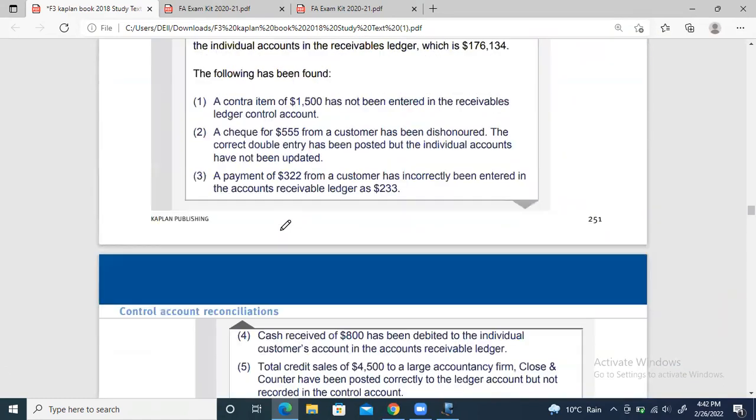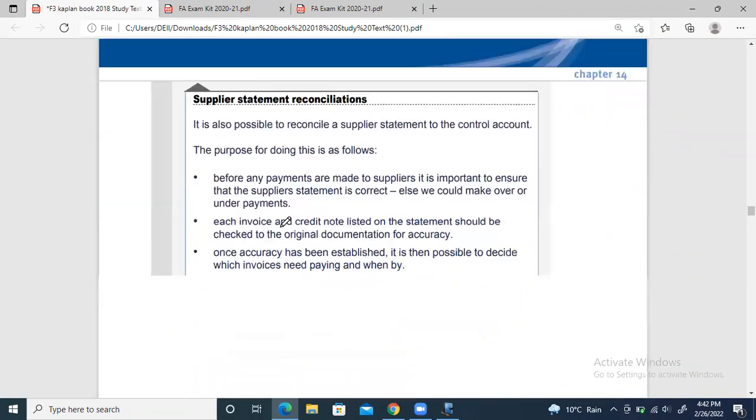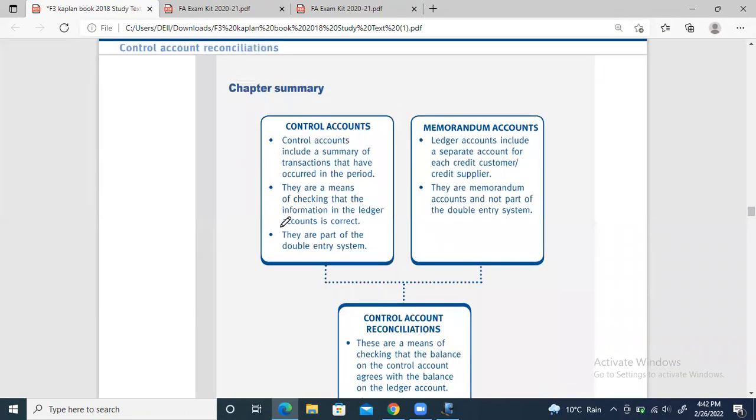Exactly, yeah. So what we do is we just take a short break, right? Supplier statements we've already studied because this reconciliation only contains the control accounts. So we'll just take a short break of, let's say, 5-6 minutes, and after that we'll start the questions. Okay, thank you.